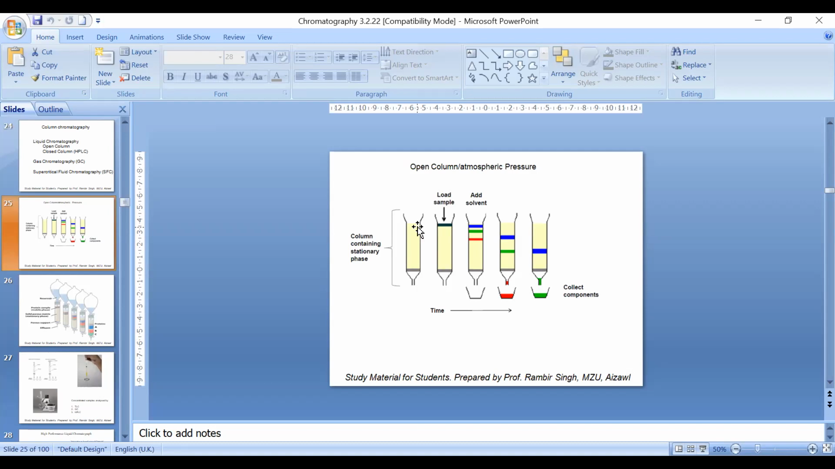Now, if I can reduce the particle size from 1 centimeter, which is 10 mm, to say 1 mm, it is reduced by 10 times. Now the number of particles can be increased 10 times. So there were 100 particles. Now it can accommodate 1000 particles.